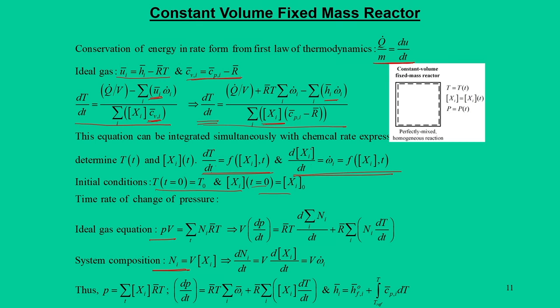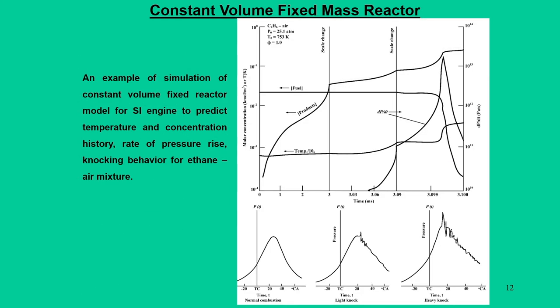Other equations that you require: how pressure changes with time, which we get from the ideal gas equation, dP/dt, and which is nothing but a function of the concentration and omega i bar. Omega i bar is nothing but the change of concentration with respect to time. Okay. So this is how you are going to solve.